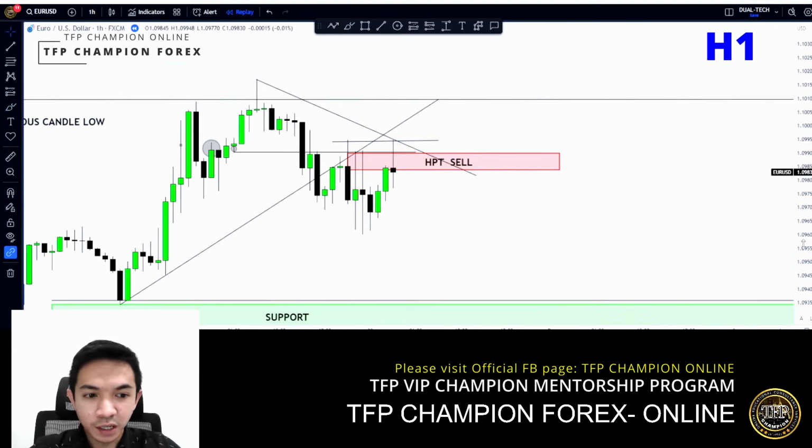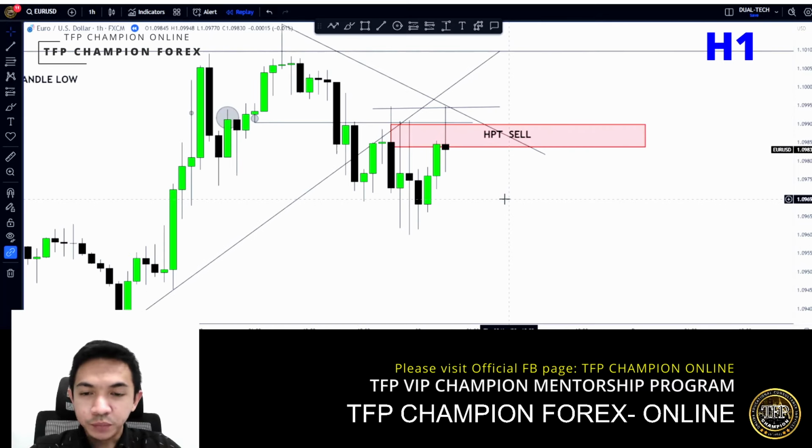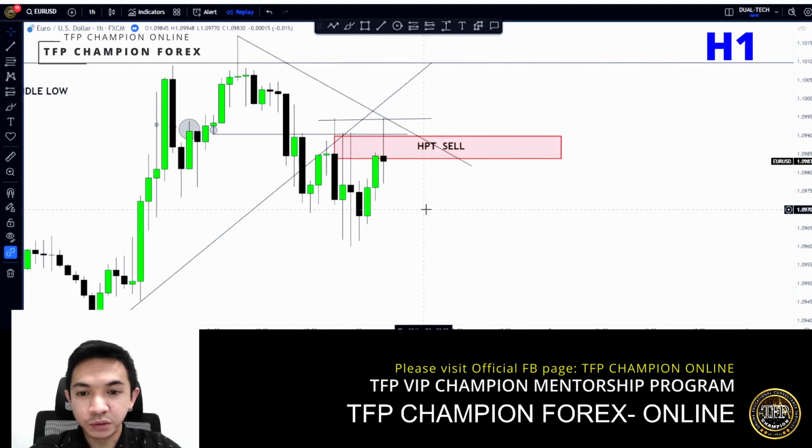But as of now, I just want a short term trade para mapakita sa inyo that the market can offer short-term opportunities kahit ang market is pataas. So, that is one also concept na gusto nating i-explain to you guys na trend is your friend is not always the thing pagdating sa opportunity. We can look for opportunity as counter trade.